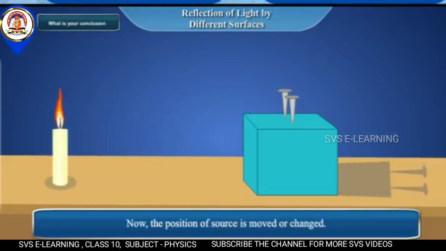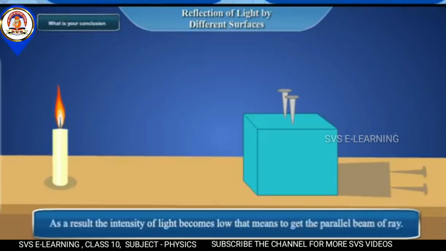Now the position of the source is changed. What happens? We observe that when the source is moved away from the pins, the angle of divergence gets reduced. That means if we move the source far away, we will get parallel shadows. But when the source is far away from the pins, the intensity of light becomes low.